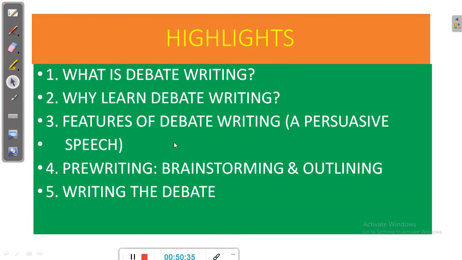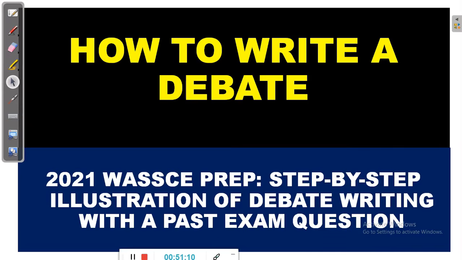Then we looked at the features of debate writing, which of course is a persuasive speech. We looked at the pre-writing stage, made up of brainstorming and outlining, and we looked at how to do this quite clearly. Then we looked at the actual writing of the debate, and we came up with a sample persuasive speech, which I showed you step by step how this can be crafted. So this is where we draw the curtain in today's video.